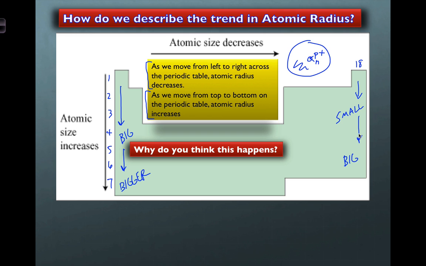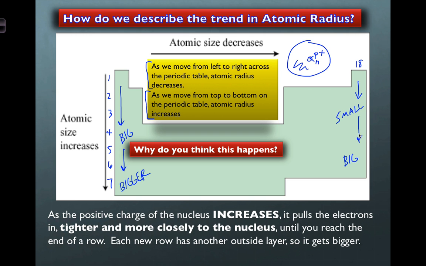So let's put that into a couple of decent sentences. As the positive charge of the nucleus increases, it pulls the electrons in tighter and more closely to the nucleus until you reach the end of a row. Each new row has another outside layer, so it gets bigger.